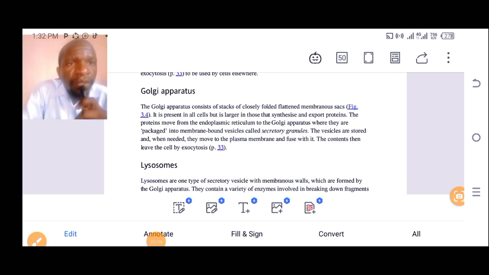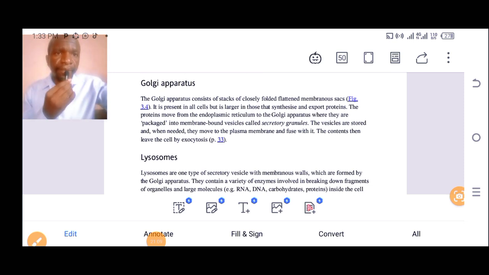So what do you note here? We see that the function of the Golgi apparatus is for transportation and storage of proteins. This is what we are learning, because it is present in all cells, larger in those that synthesize and export proteins, and the proteins move from the endoplasmic reticulum to the Golgi apparatus, where they are packaged into small membrane vesicles called secretory granules. So this is what we learn.